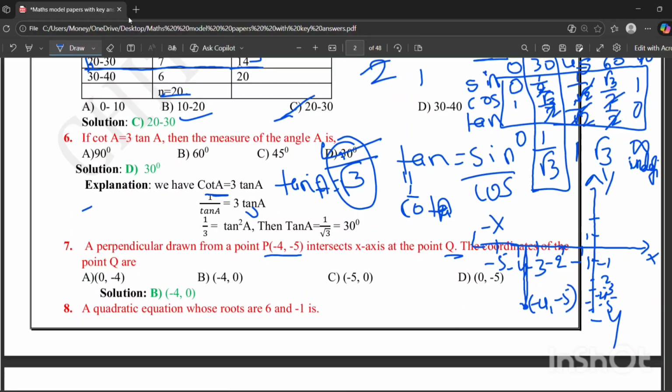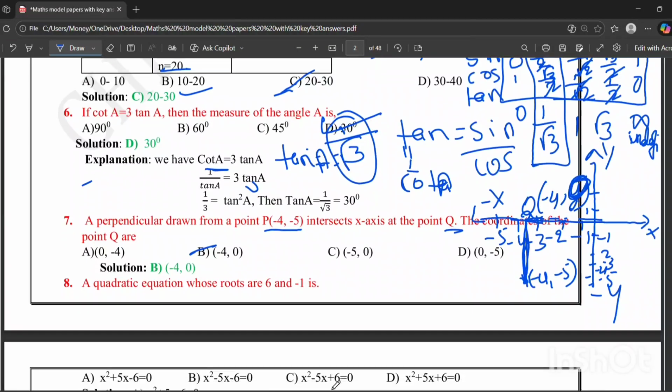So which axis is it perpendicular to, children? X-axis. And it meets the x-axis at the point Q. So definitely x will be what? Minus 4. And we have to think about y. So what is the value of y on this axis? 0. Right. So where is this minus 4 comma 0? Option B. This is the answer.